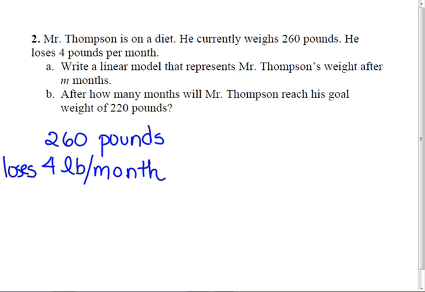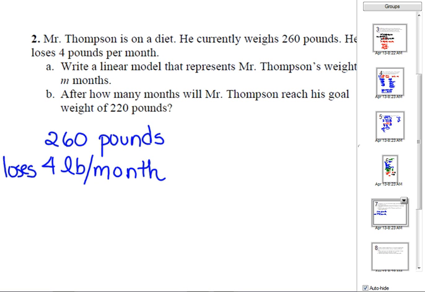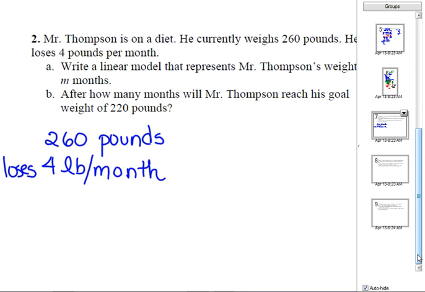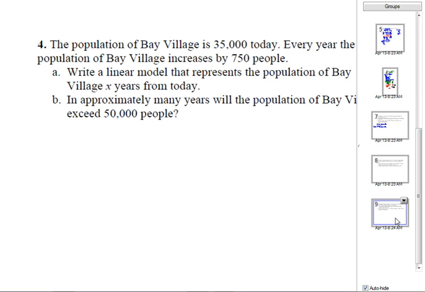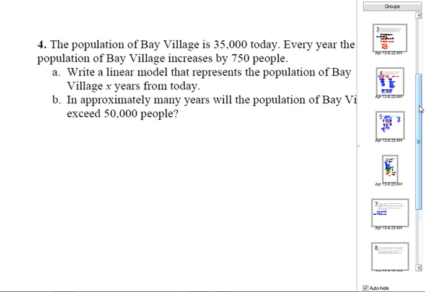Let me see how many problems so I can know the max that we will be going through is number 4. So that's all we're going to do today. Okay?